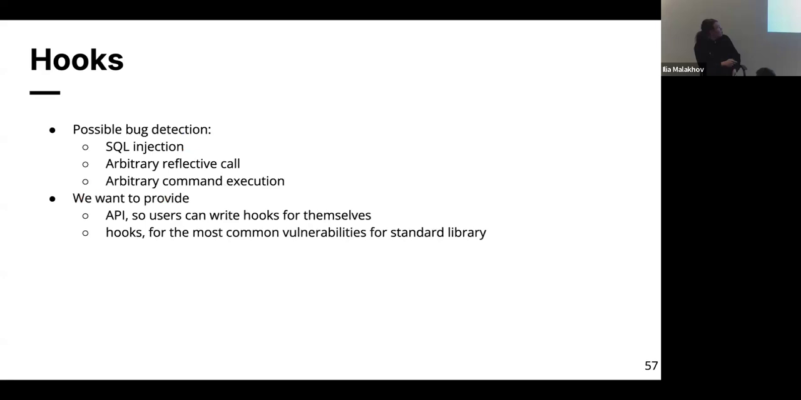So hooks can find such vulnerabilities very well. And we want to provide two things. An API for users so they can write hooks for their libraries. And we also can provide some hooks for some existing libraries and methods so users actually don't have to do anything to find such bugs.